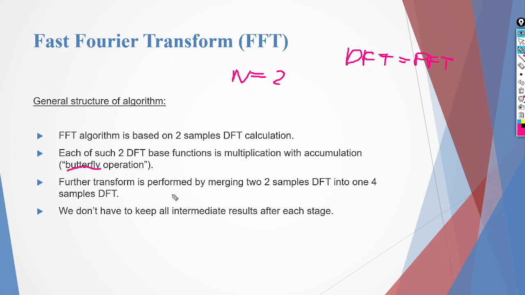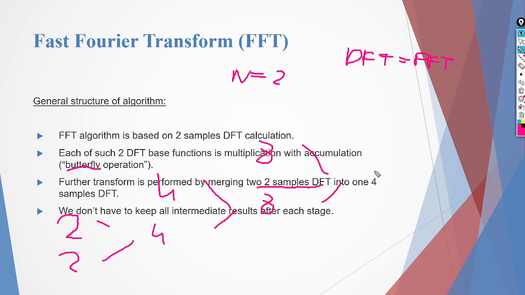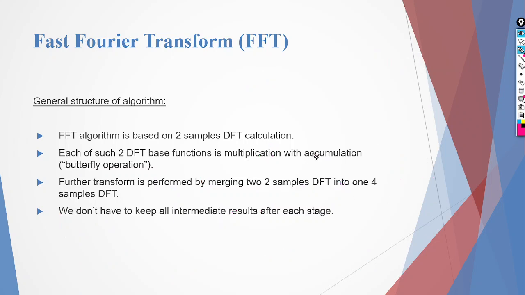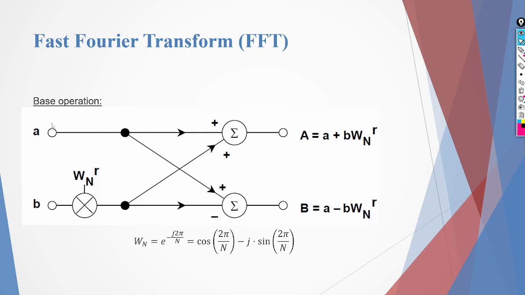And then the idea is quite simple. Now you merge two 2-sample DFTs into one 4-sample DFT. So from 2 samples and 2 samples, you create 4 samples. From 4 and 4, you create 8 samples. From 8 and 8, you create 16 samples, and so forth. So with each next stage, stage 1, stage 2, stage 3, you merge the previous stage results into a higher number of groups by running the same butterfly operation again and again. So, conceptually, that butterfly base operation looks like that.